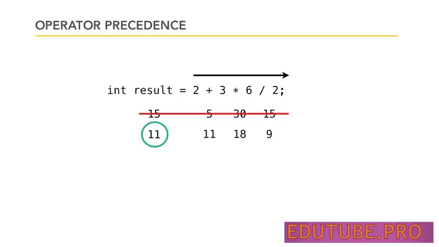Now you can change the order of precedence by using parentheses. So if we put parentheses around the 2 and the 3, then things would execute in the order that you thought they would. In this case, the 2 plus 3 would be executed first because it's in parentheses. Then times 6 is 30, divided by 2 is 15. So the answer in that case would be 15.